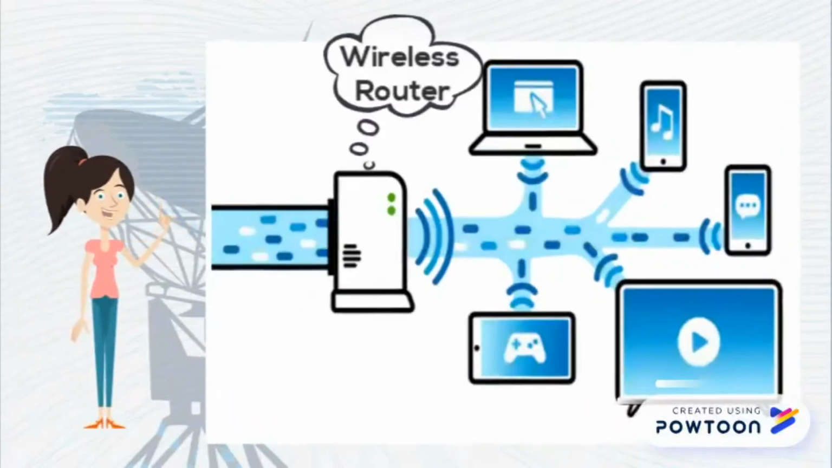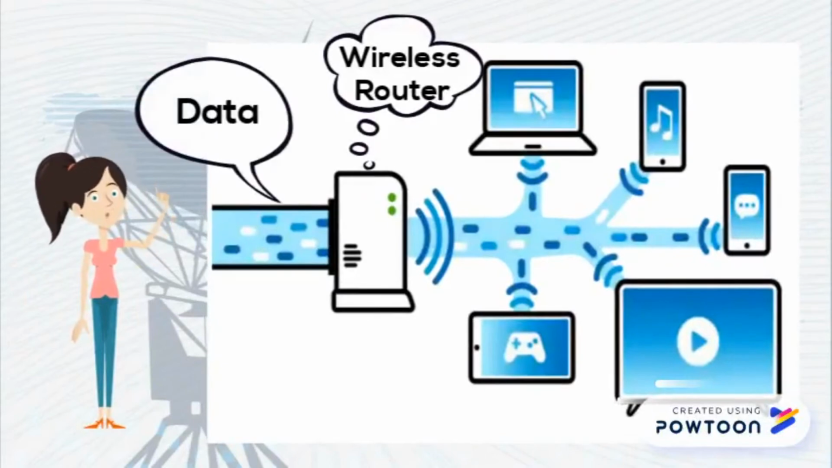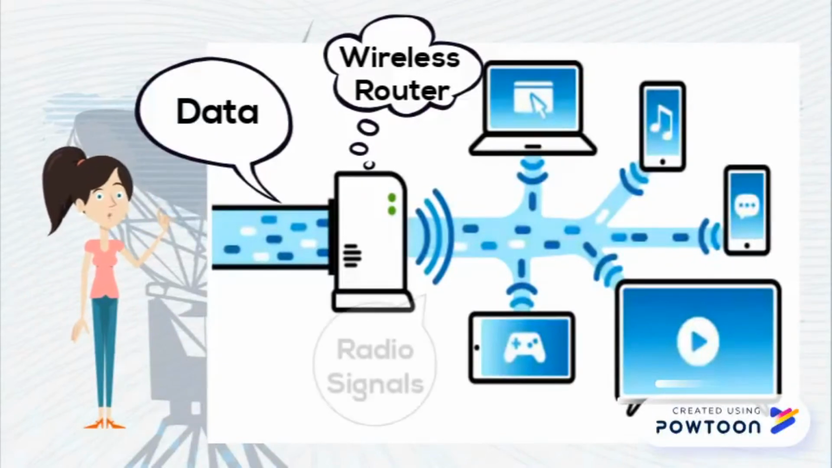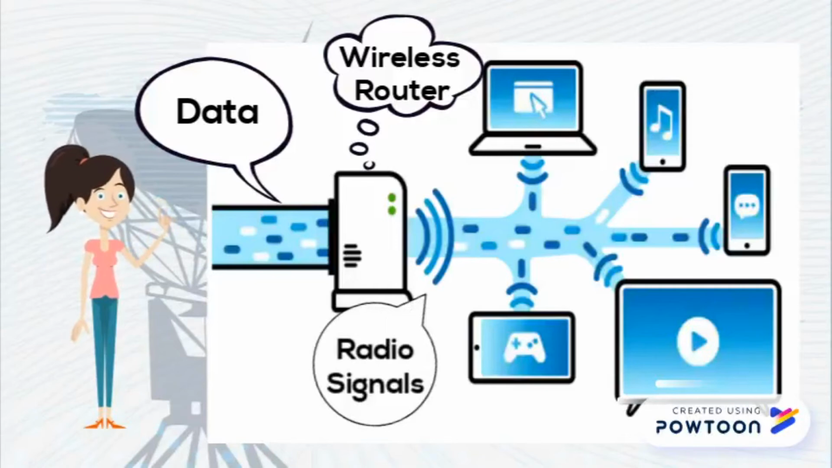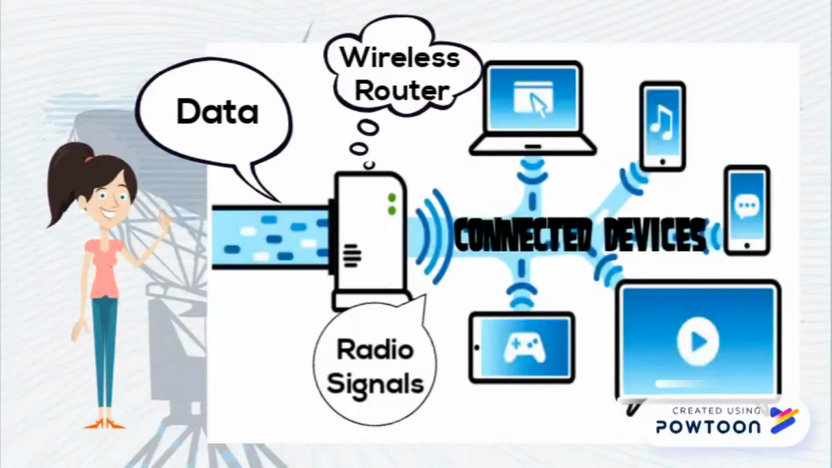Here, the wireless router receives the data from the internet, translates it into radio signals, and sends it over the wireless network to the connected devices. The same process also happens in reverse.